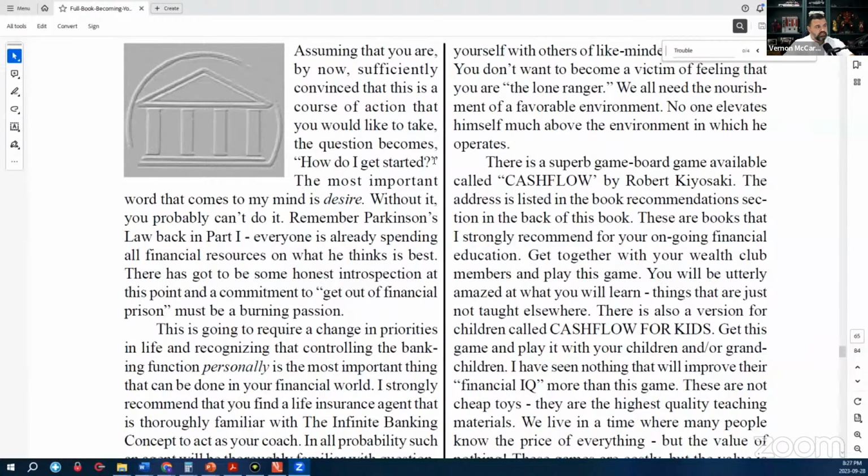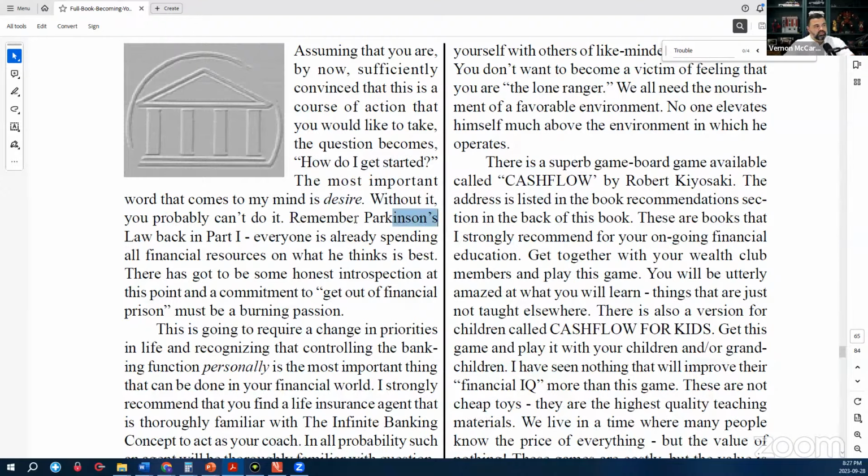So that's a great question. Well, how do I get started? And interesting, what I like about what Nelson shares here, he says the most important word that comes to my mind is desire. He doesn't talk about anything about premiums or anything to do with numbers at all. He says without it, you probably can't do it. And isn't that true? Remember Parkinson's law.